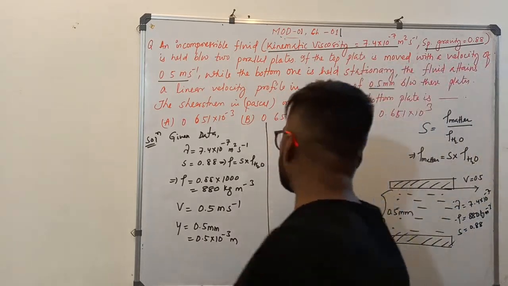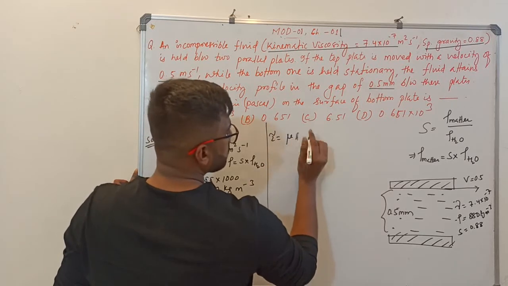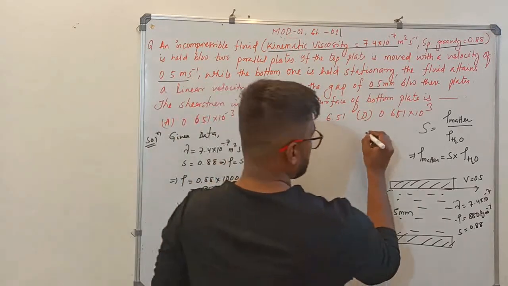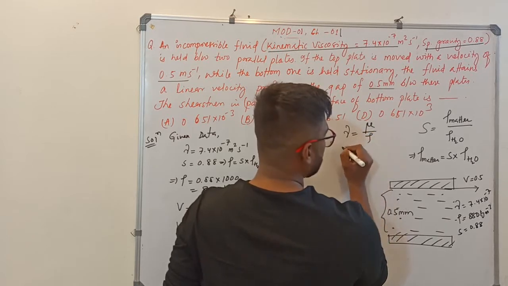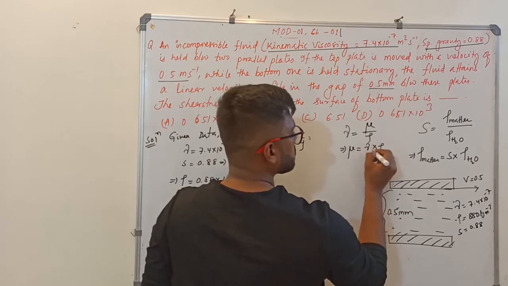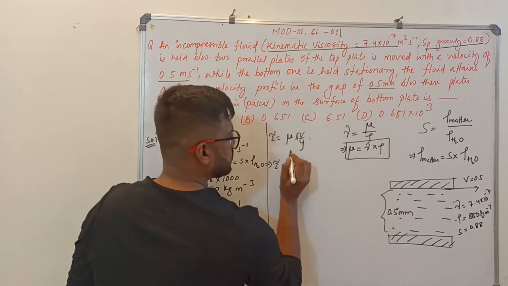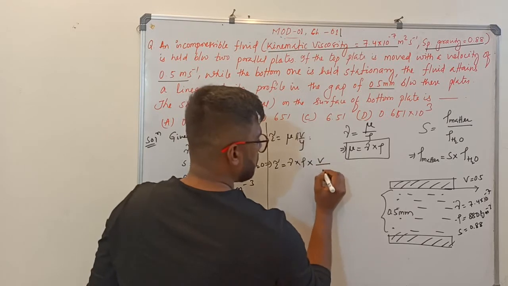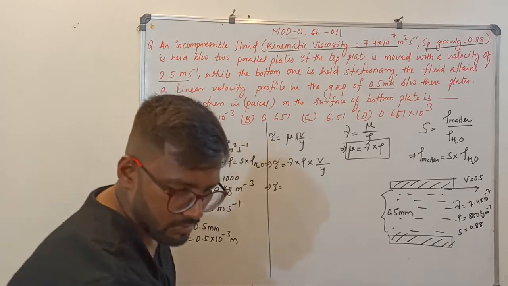From Newton's law of viscosity, tau is equal to mu V upon Y. We don't know mu, but we know the formula: kinematic viscosity is nothing but dynamic viscosity by density. So dynamic viscosity becomes kinematic viscosity into rho. Using the formula here, tau is equal to nu into rho multiplied by V divided by Y.